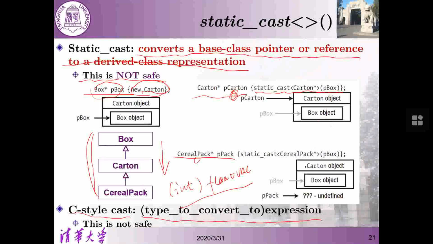but because we are casting from, in this case, a smaller object, carton, to a larger object, serial pack. So what's the data here, right? So that will be indefinite. We are casting from a smaller object to a larger object. So that will be erroneous.